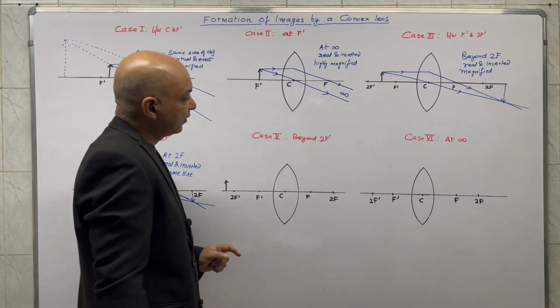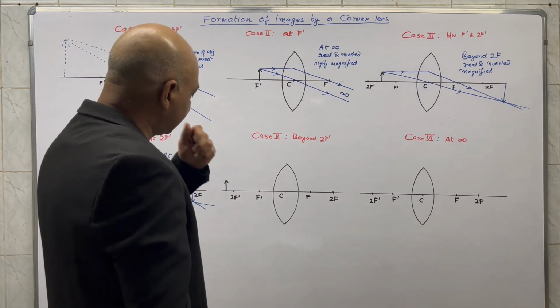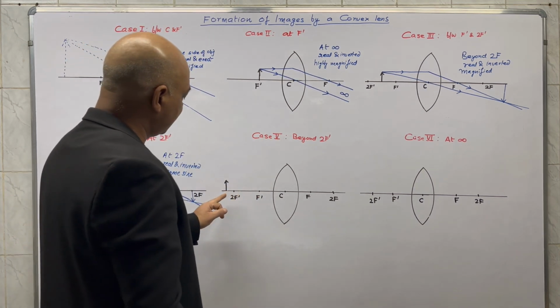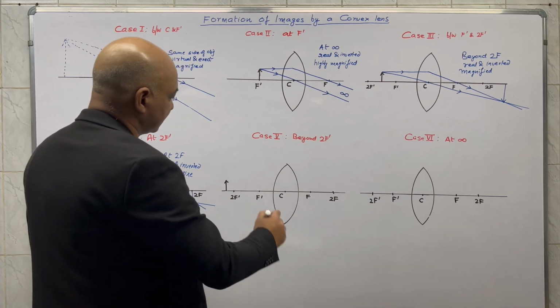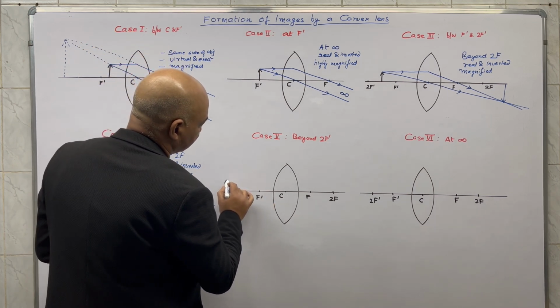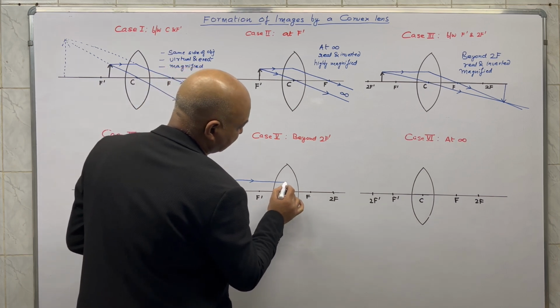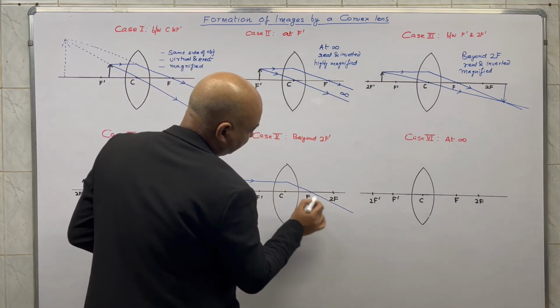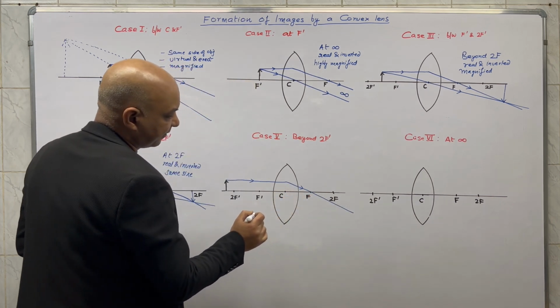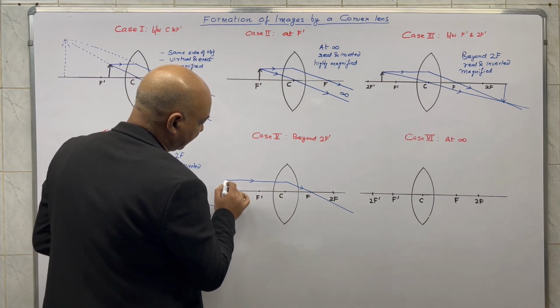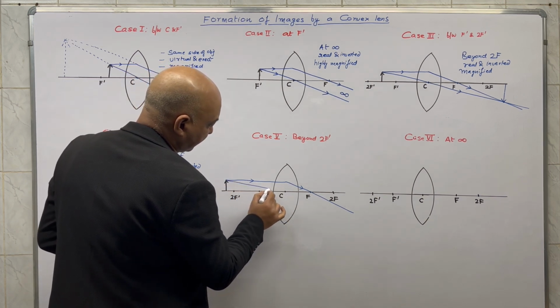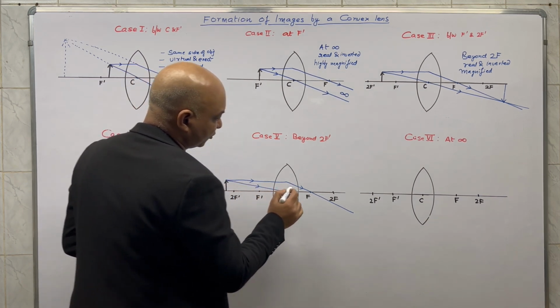Moving on, we have the fifth case, that is when object is kept beyond 2f dash. So again my first ray parallel to the principal axis, passing through f, and another ray passing through C.